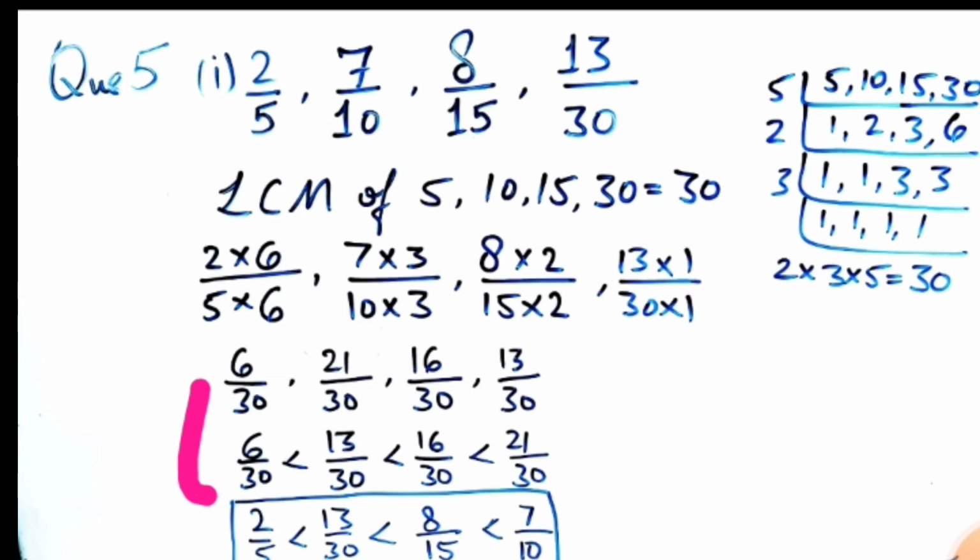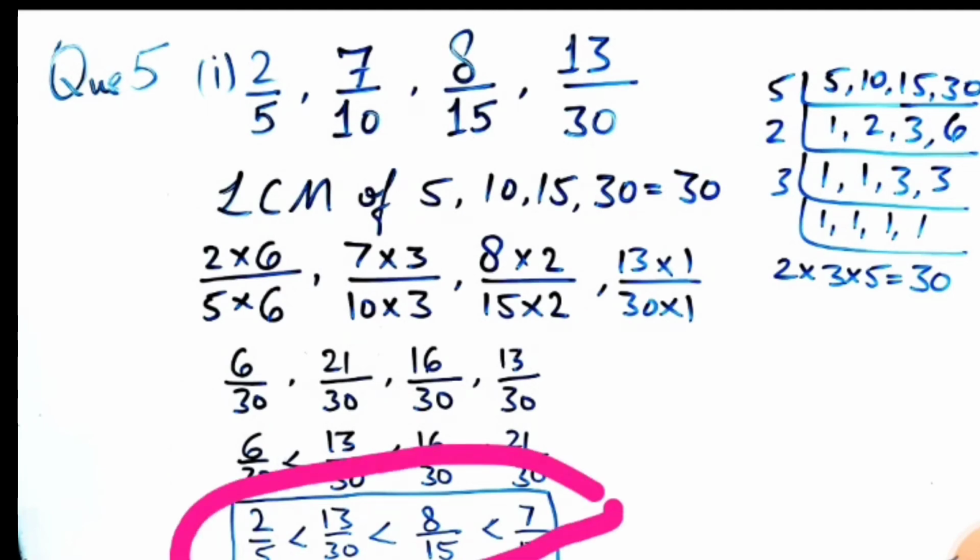Means 6 by 30 was 2 by 5, we can see from here. 13 by 30 was 13 by 30, so we'll write here 13 by 30. Then after that, 16 by 30, and 16 by 30 was 8 by 15, so we'll write here 8 by 15 like this. And 21 by 30 was 7 by 10, so we'll write here 7 by 10. So in this way we will compare.